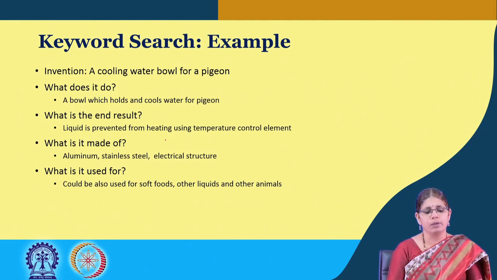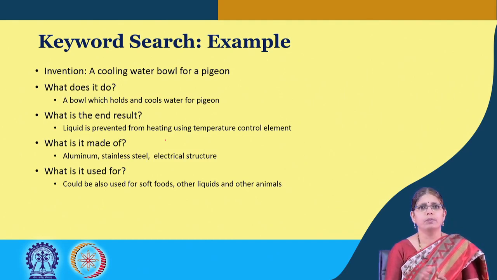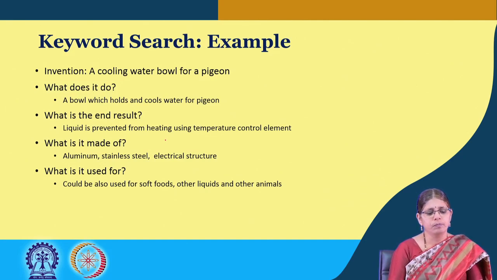For instance, if the invention is talking about a cooling water bowl for a pigeon. So, this is a water bowl. Understanding what is the end result: it is a bowl which can hold water for a pigeon, which maintains the temperature. Here in this case it is cooling. The problem that is attended to is that the liquid should be prevented from heating. It could be made of different components.